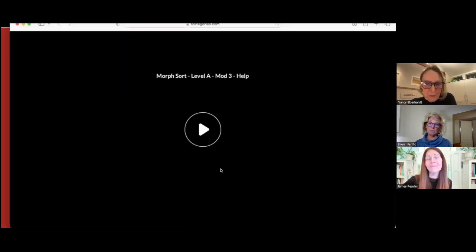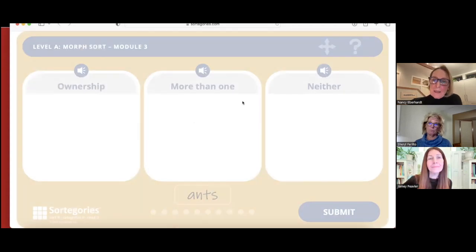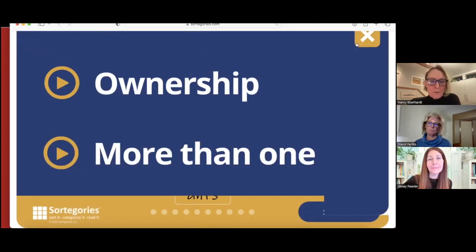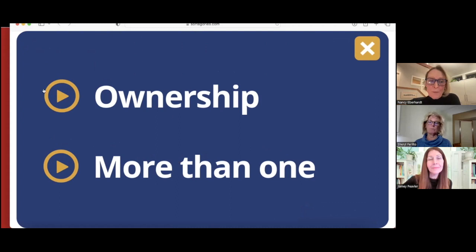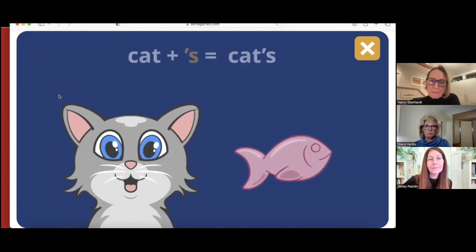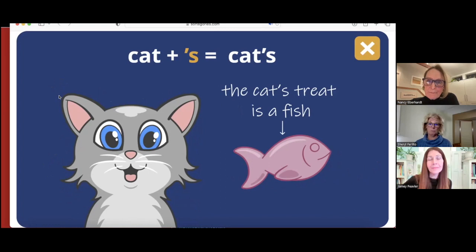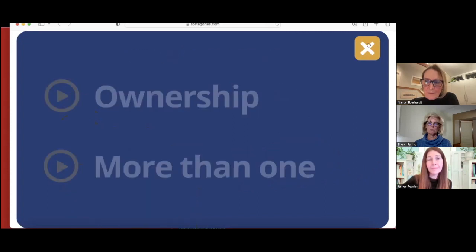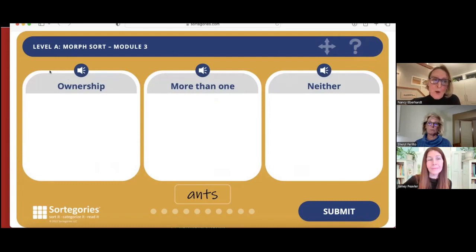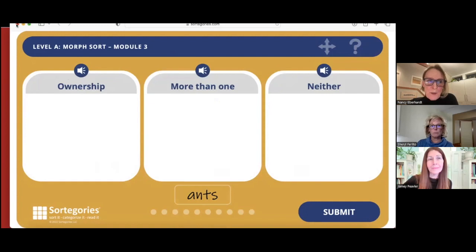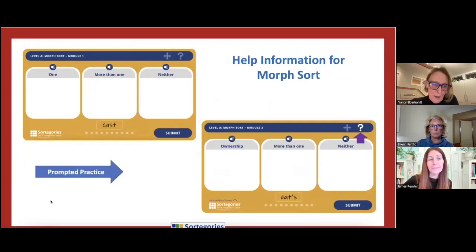Whoops, where is the help? And now we'll see, in addition to more than one, we have ownership. Ownership means belongs to. Adding apostrophe S to a namer makes it possessive, which means it belongs to that namer. The cat's treat is a fish. The cat owns the fish. So again, the point of this help is to first potentially instruct the student, but to be something that they can refer to again and again as they need it.